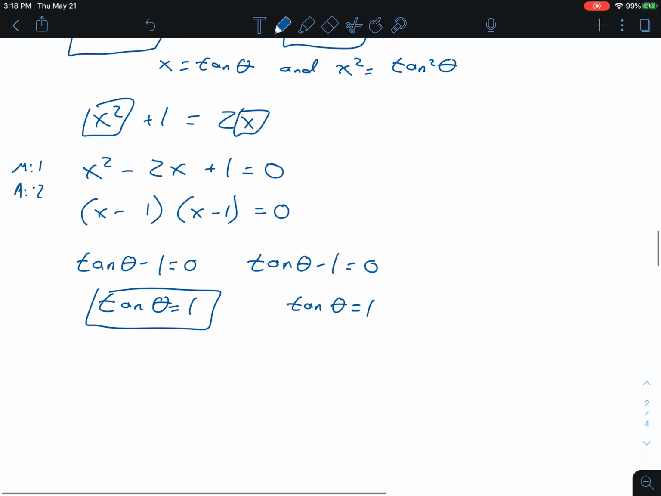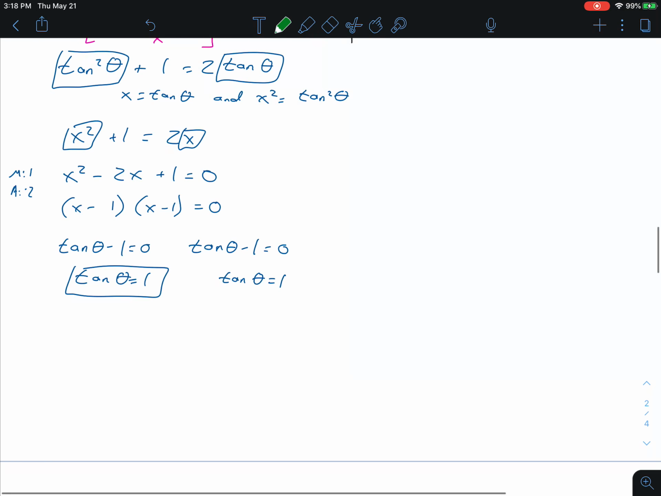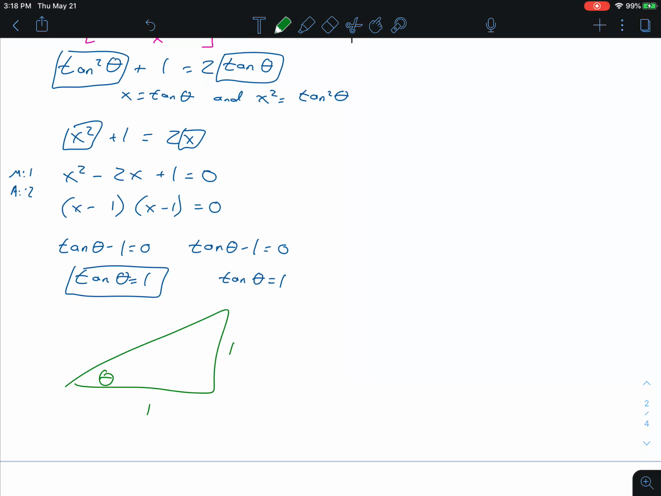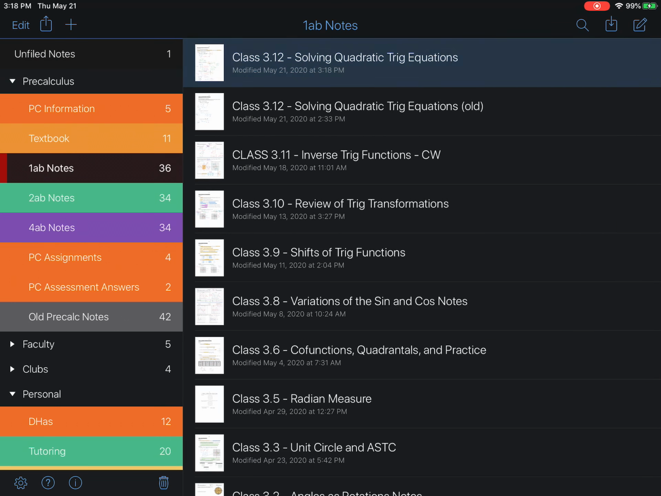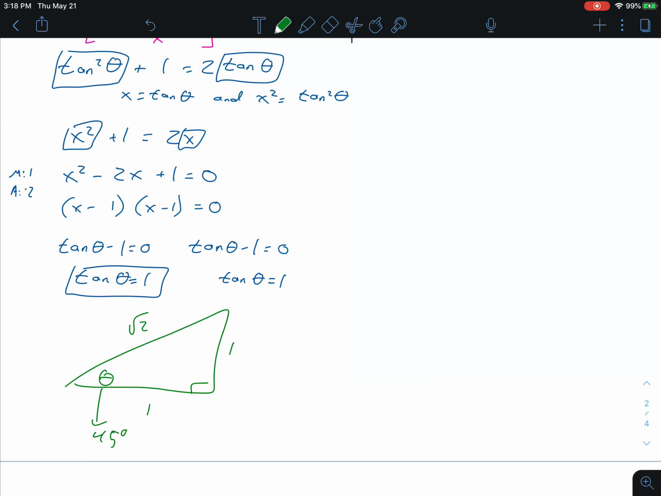Well, with tangent, we know that to be 45 degrees. We can do it like this. So we're positive, so I'm in quadrant 1, because I'm positive. 1 and 1. We've seen this as an isosceles right triangle, so it's 1 over radical 2 if it's sine of 45 or cosine of 45. So this is 45 degrees, or pi over 4 is my answer.